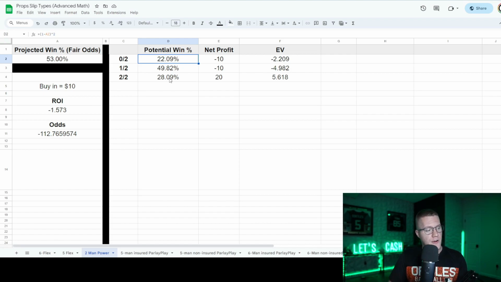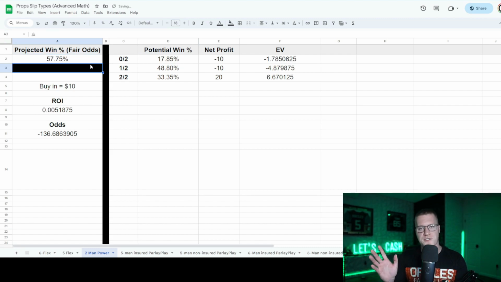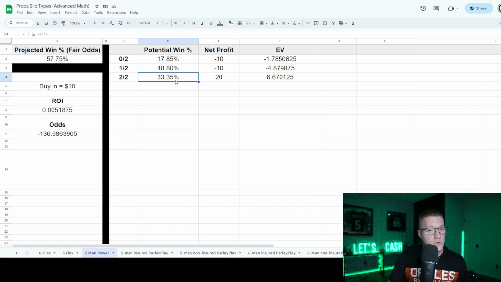I'm looking for a 33.33% hit rate or higher on 2-man powers to break even, right? That break-even percentage is for hitting those individual legs, and I only know this because I've been doing it so many times, at a 57.75% individual prop hit rate. If I hit at that rate over the long term on average, I'm breaking even. I'm going above that 33.33% break-even point, right? I have to go 2 of 2 over 33.33% of the time to remain profitable in the long run.